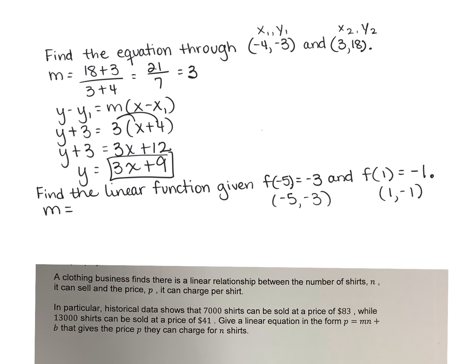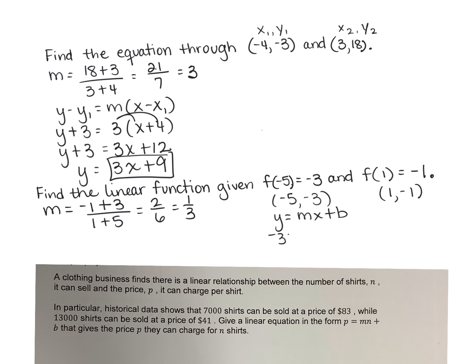So I have my slope: negative 1 minus a negative 3, over 1 minus a negative 5. So I'm going to have 2 over 6, which reduces to 1/3. And at that point, I go through and find the rest of my equation. This one I'll do y equals mx plus b just to show you. So if I start with y equals mx plus b, I choose one of my two ordered pair points. It doesn't matter which one you use.